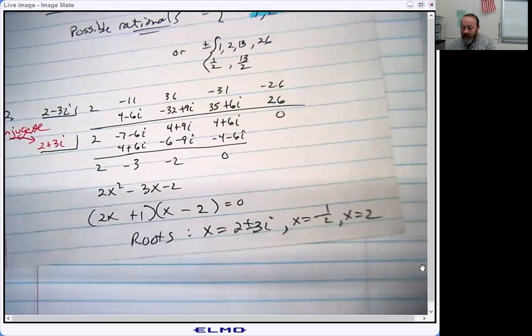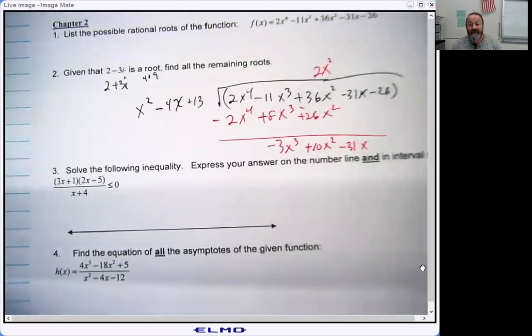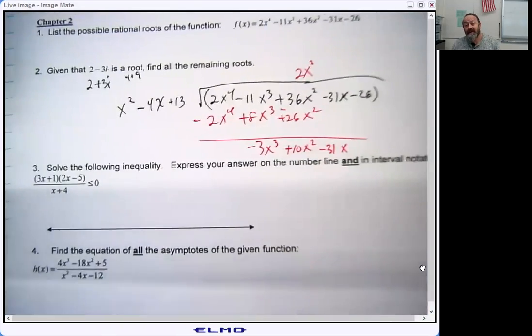Okay, so moving on to number 3. Now number 3 is one thing that we really haven't done a whole lot of. This is a rational inequality. Again, when we look at this problem, I know there's a lot of things happening here.